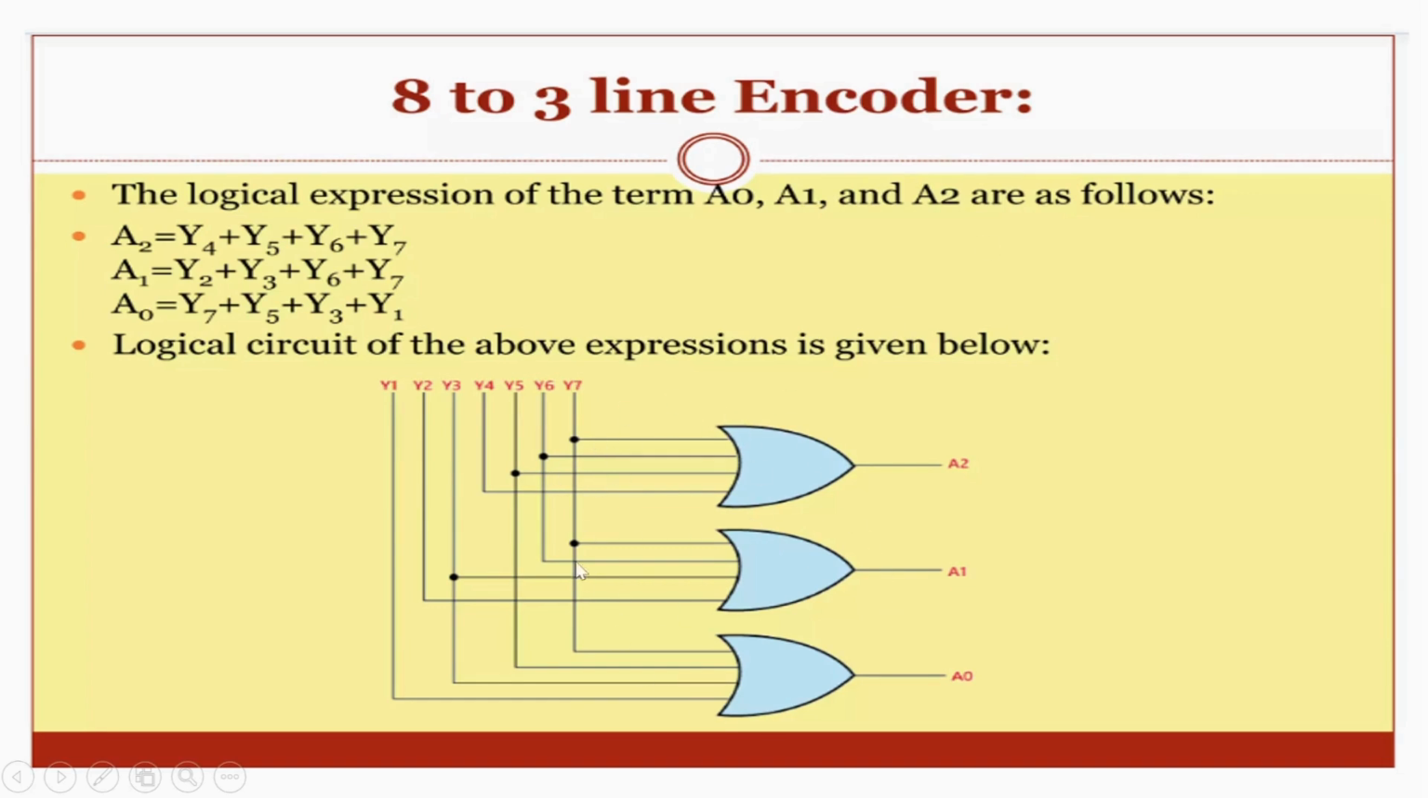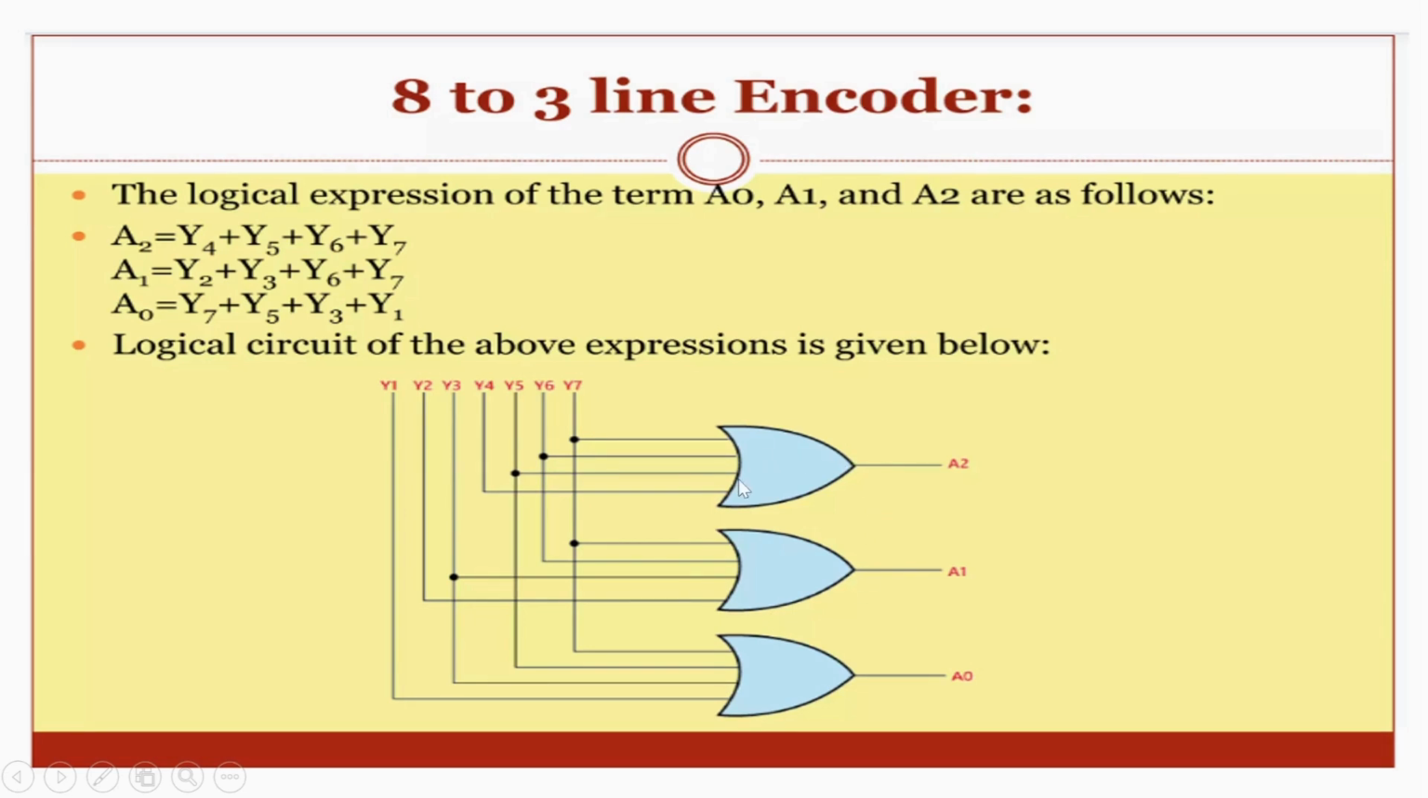Here you can see it's very simple. For A0 we had to connect y1, y3, y5 and y7. Here we can see y1, y3, y5 and y7. We connected them through an OR gate. So the rest of the two have been done the same way.